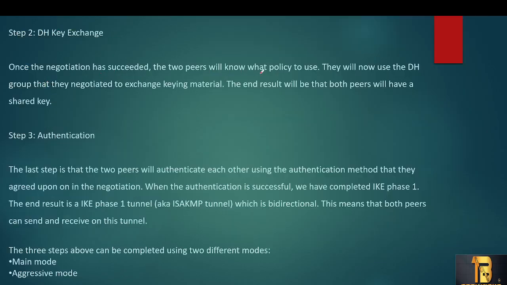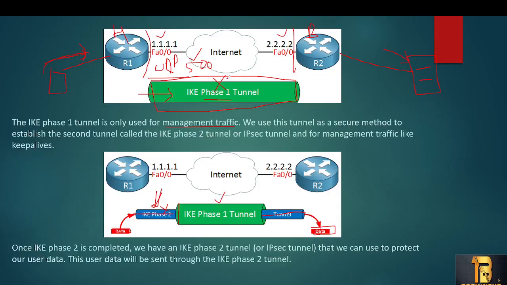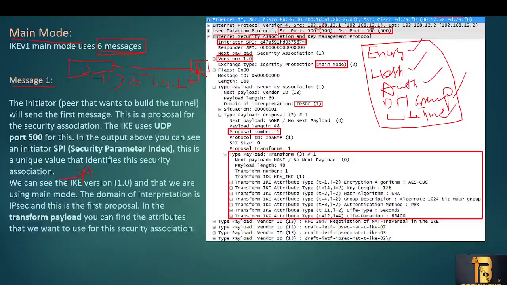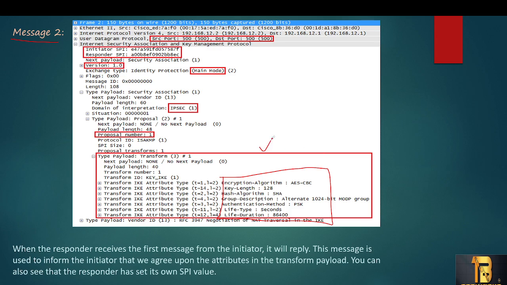To form a phase 1 tunnel, all these parameters should match. Whatever parameters we are exchanging from the sender to the receiver and also from the receiver to the sender should match. Every one of the five parameters we are seeing here should match: encryption, hashing, DH group, authentication, and lifetime. If the parameters do not match, the IPsec phase 1 tunnel will not form.